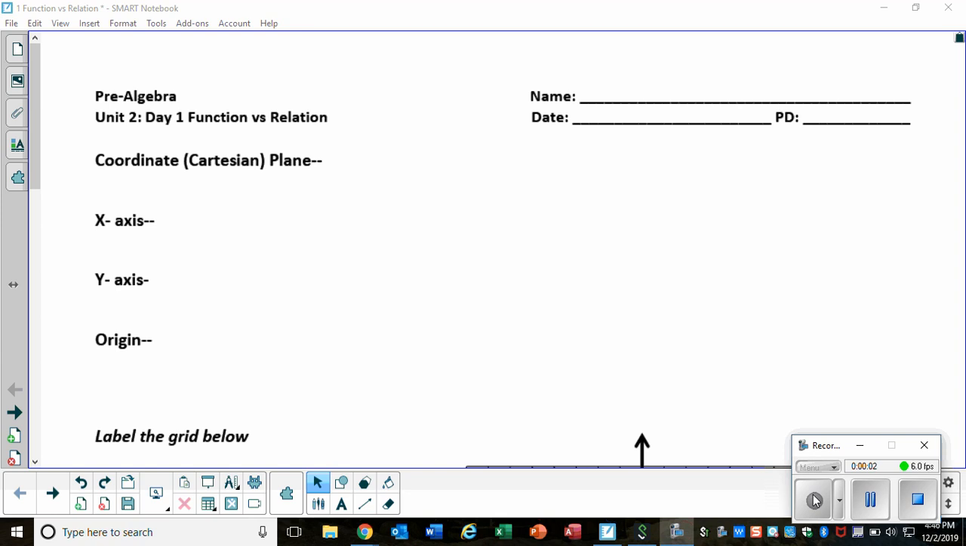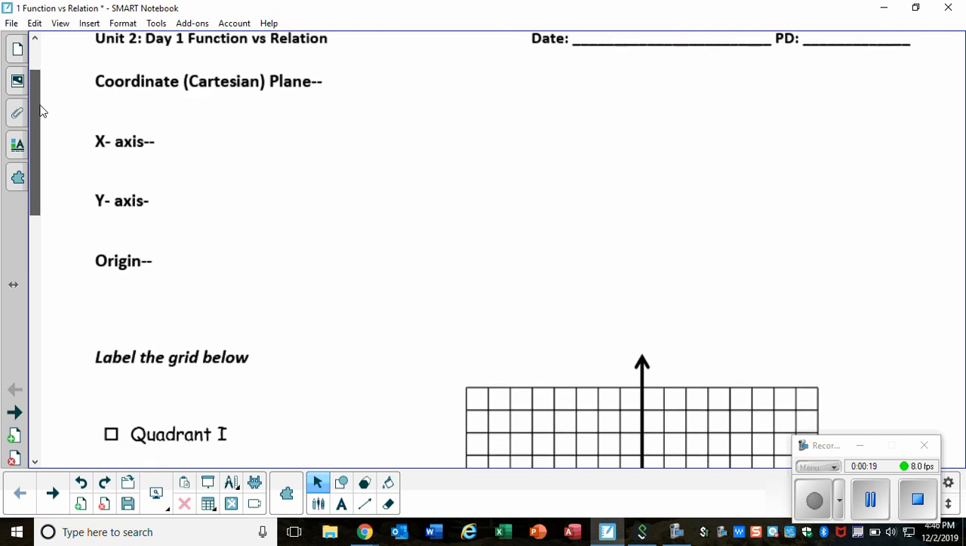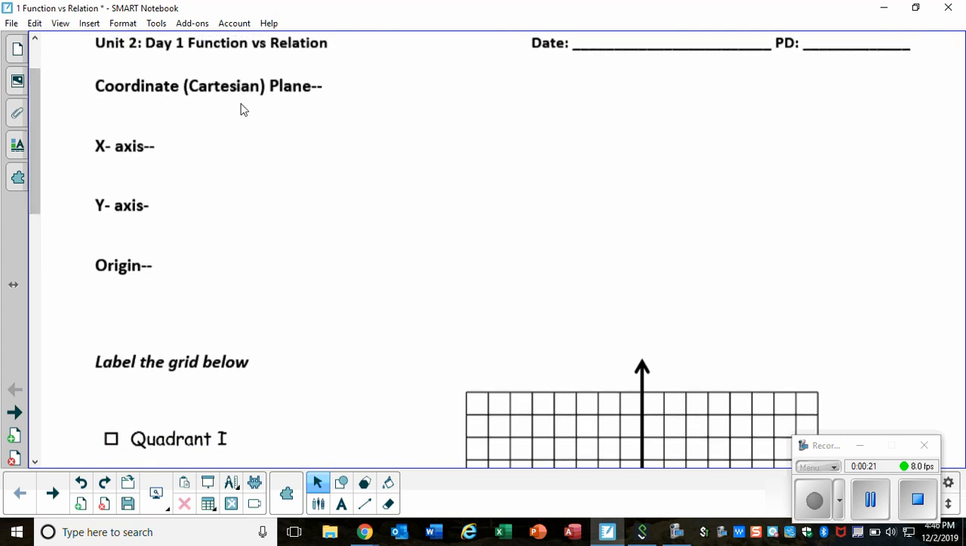Hi everyone, today we're going to talk about Unit 2, which is all about functions and linear equations and things like that. It's kind of a hodgepodge of everything. So today we're just going to be talking about functions versus relations. So let's go ahead and get started. We got some vocab and a little bit of a review for you.